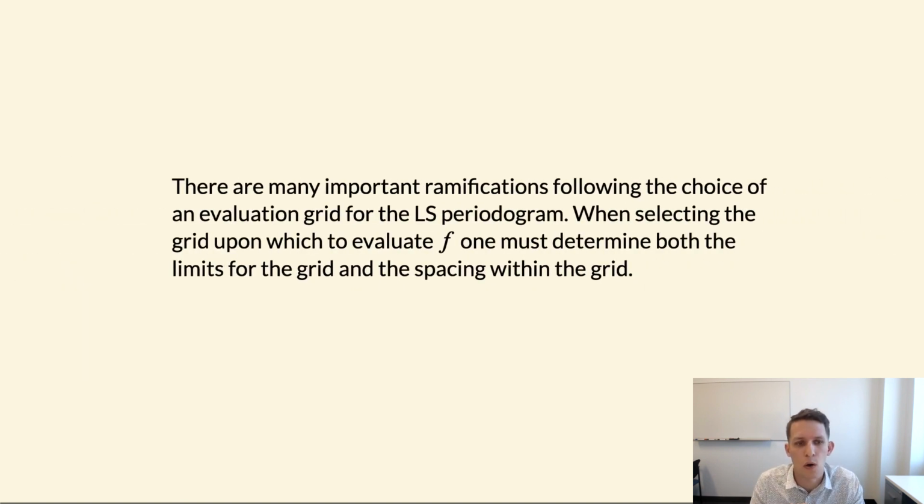Okay. So there's actually several important ramifications following the choice of the grid you use when building a Lomb-Scargle periodogram. And this will be true for other techniques that we cover this week as well. When you select the grid upon which to evaluate f, you have to both determine the limits of that grid. So what's the minimum frequency to search? What's the maximum frequency to search? But you also have to figure out what is the spacing of the grid, right? How many evaluations do you make within whatever your frequency limits are?